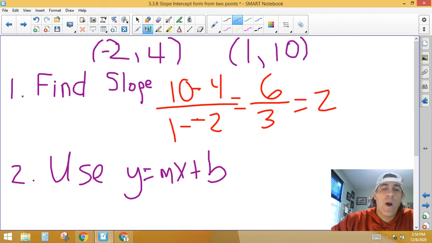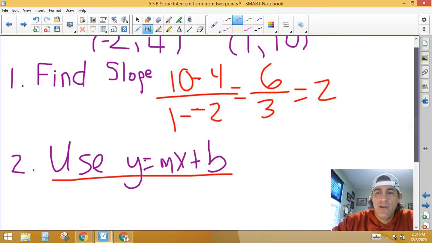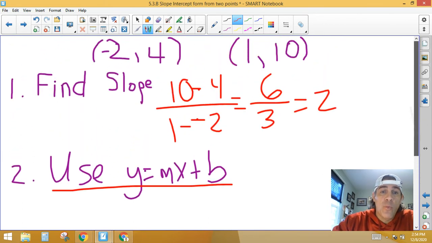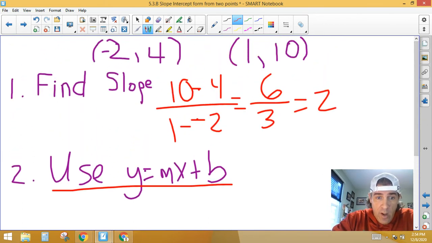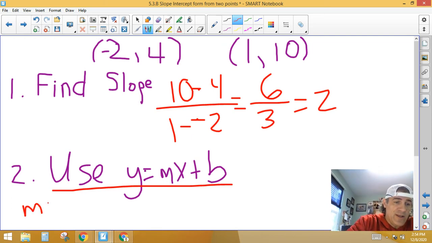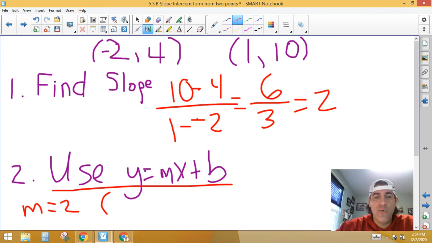Now I'm going to use y equals mx plus b. You guys are really proud of my super neat writing. I know you always are. So now I'm going to use one of my ordered pairs here. I have to use one of my ordered pairs because the only thing I know is my slope is 2. I need to pick either negative 2, 4, or 1 comma 10. The lesser of two evils. I don't want to work with negatives, so I'm going to pick 1, 10. Okay, pause here and figure out the next step to do properly.